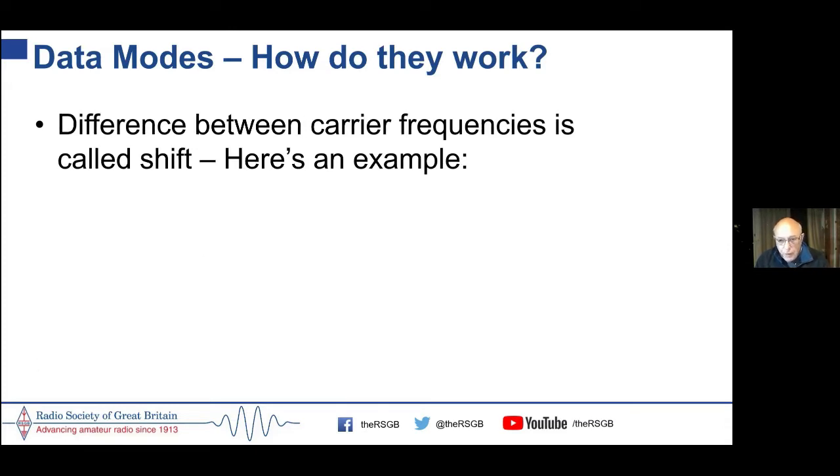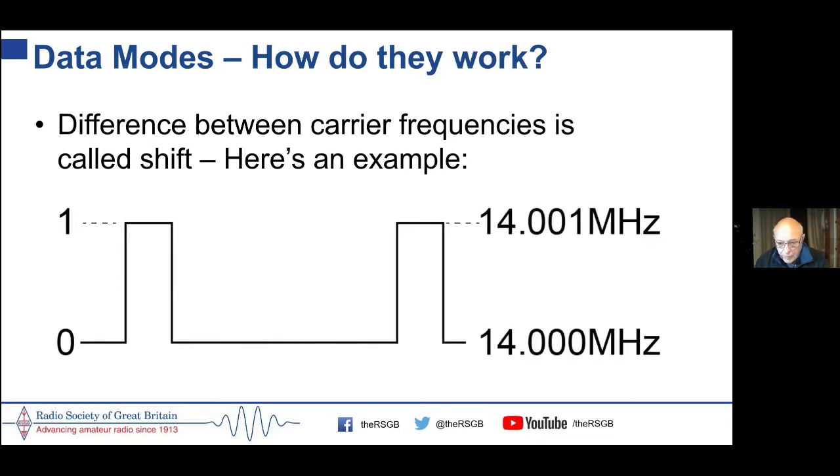So the difference between the 2 carrier frequencies in data modes is called the shift. So here's an example. If we were moving between 14 megs for a 0 and 14.001 for a 1, that will be a 1 kilohertz shift. So when you look at a RTTY signal, for example, and you're setting up your decoder, you'll need to know what shift is being used. And commonly for amateur radio, it's 170 hertz shift. So it's quite a narrow shift for doing data modes on RTTY.